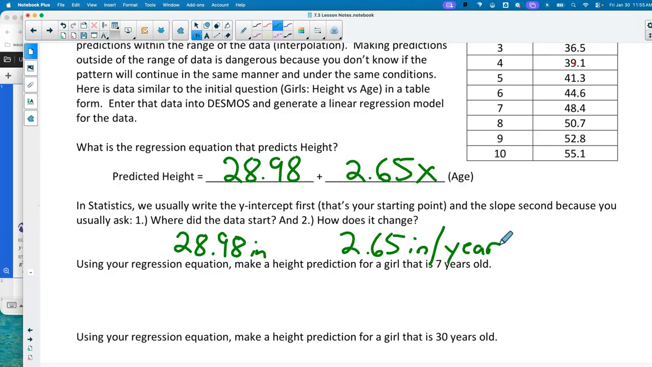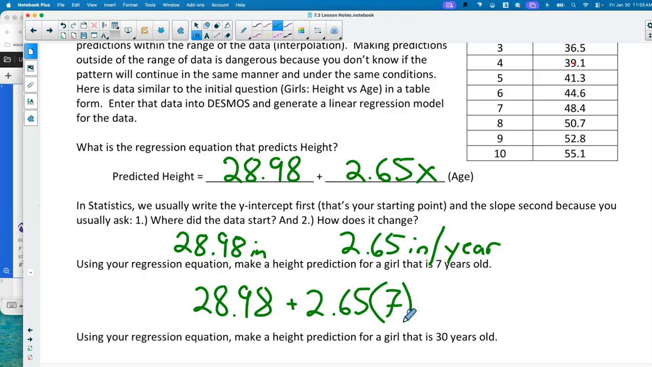Any questions so far? We haven't really done anything. We've just copied and pasted stuff in Desmos. Desmos did all the work. So anything at all, though? Okay. First question says, using the regression, make a height prediction for a girl that is 7 years old. So I just go 28.98 plus 2.65, and then I put 7 in for x.